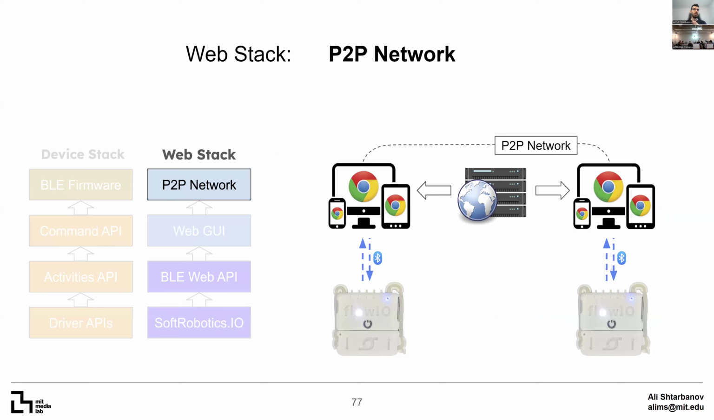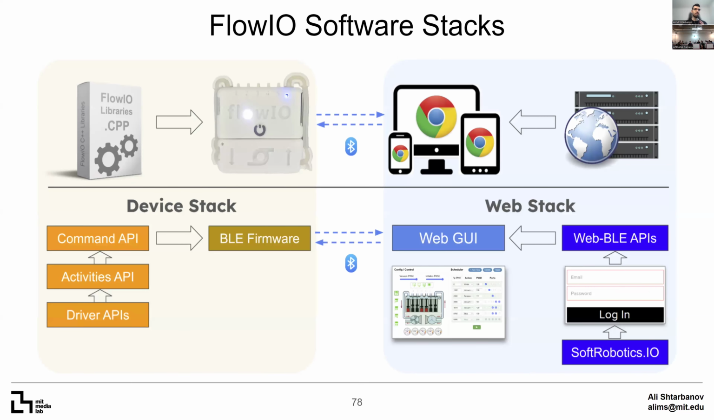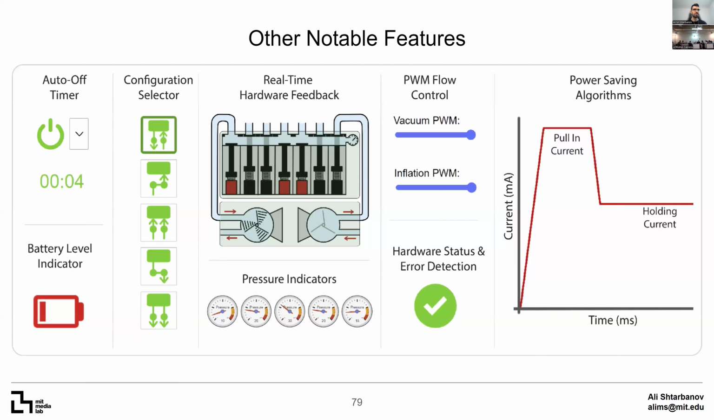And finally, we have a peer-to-peer networking layer, which is still in progress, to allow FlowIO devices to connect to each other over the internet for remote collaboration and remote telepresence applications. The common denominator between the device stack and the web stack are the Bluetooth services and characteristics.